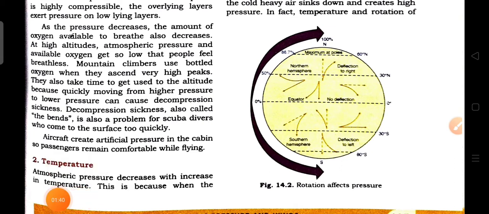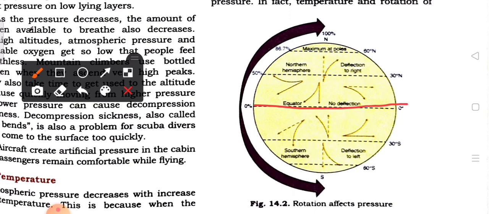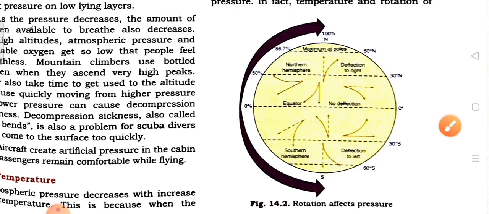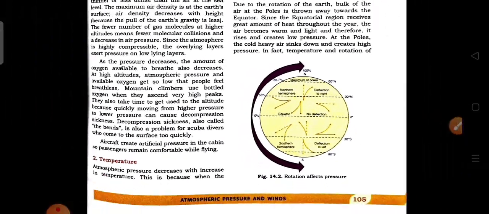So, in this picture, we studied that this is the equator and this is the North Pole and South Pole. And here, due to the Coriolis effect, the air moves towards the equator. This is from the northern hemisphere and this is from the southern hemisphere. So, in this way, the rotation affects the air pressure.